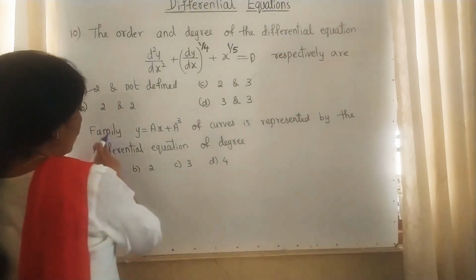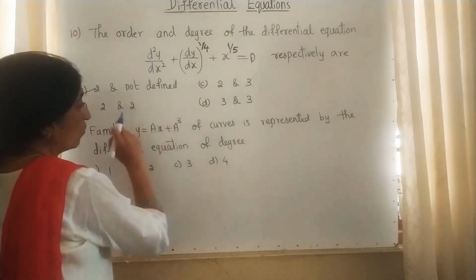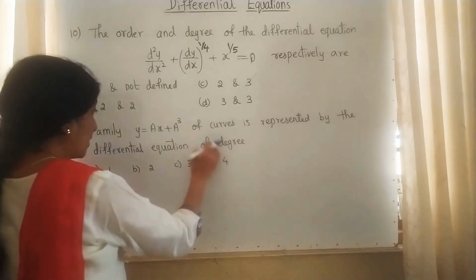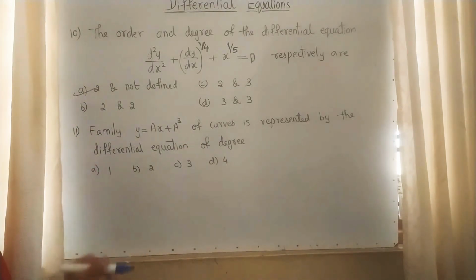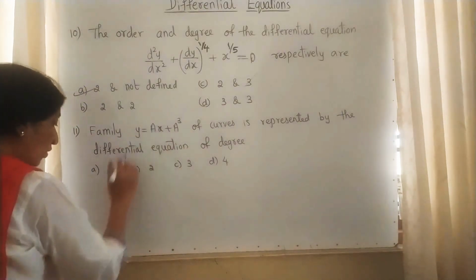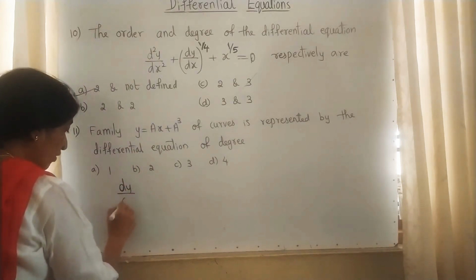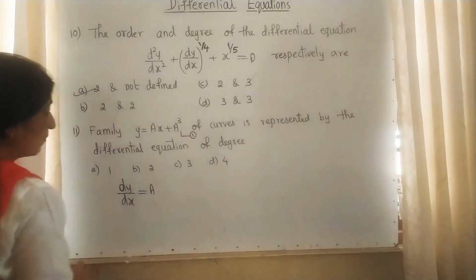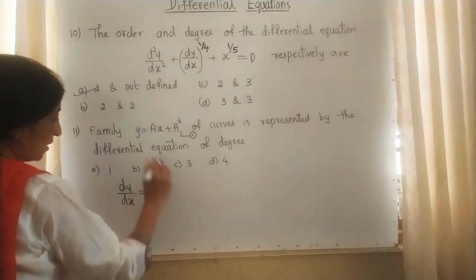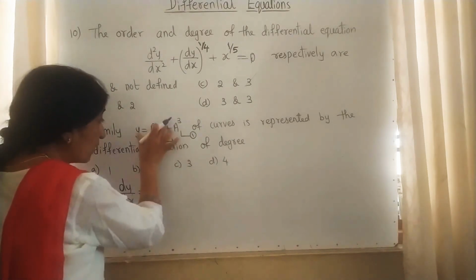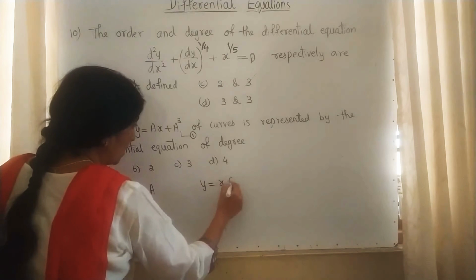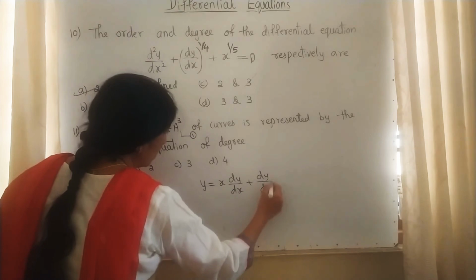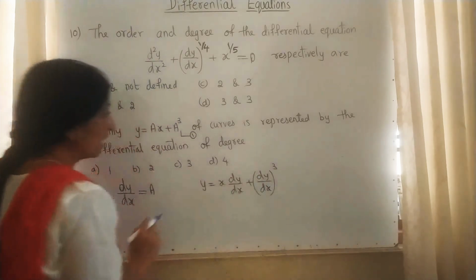And next one, the family of curves y = ax + a³ is represented by the differential equation of degree. When you write a differential equation, you are familiar, we have to eliminate the constant. How to eliminate the constant? See, when you differentiate this, let us call this 1. Differentiate, you will get dy/dx = a, because this is a constant. Now write down this value in the given equation: y = x(dy/dx) + (dy/dx)³. See, the constant is eliminated.